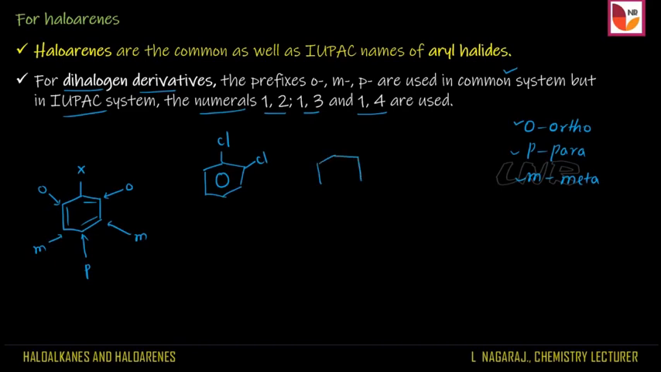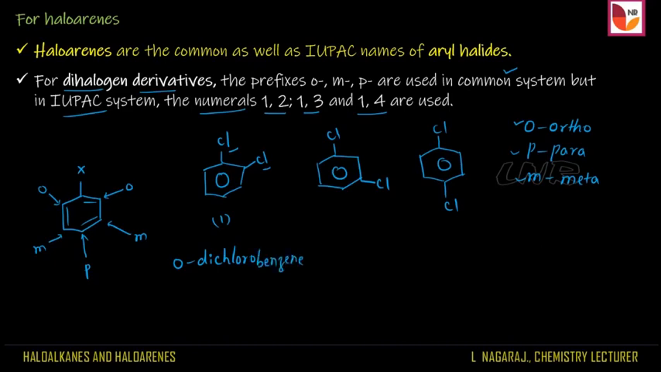And one more example, where the second halogen atom is attached at the meta position, and in the third molecule the second halogen atom is attached at the para position. Here the first molecule is represented in the common system as ortho, and because of the presence of two halogen atoms it is dichloro, so ortho dichlorobenzene.